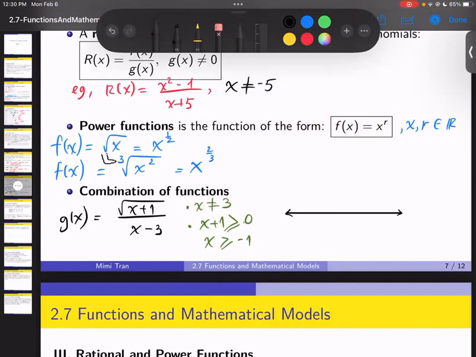You put down the value. -1 and 3. I cannot take 3, so I'm going to put a hollow dot there. I can take -1, so I'm going to put solid to indicate it's included.